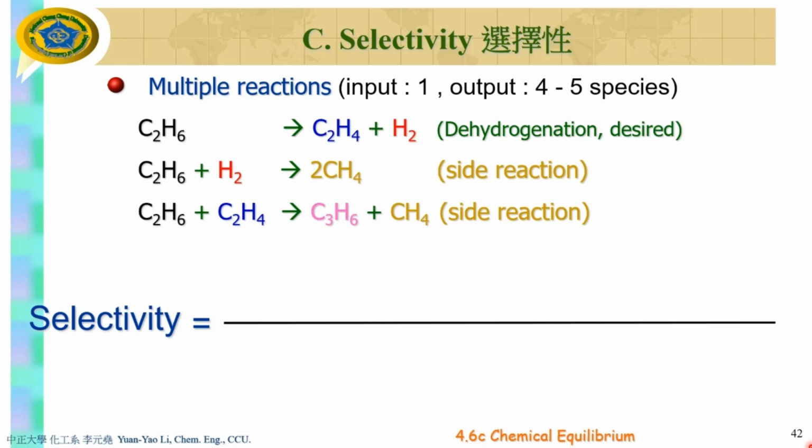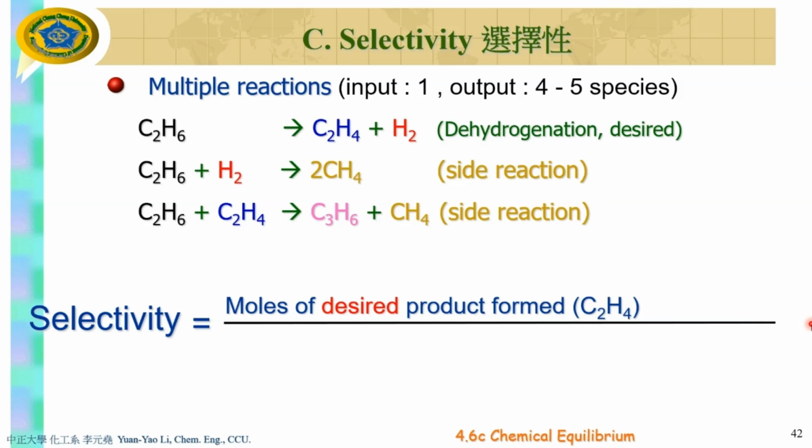And how about selectivity? Selectivity means how selective this amount is. Assume we have 1 input and 4 to 5 output species. The definition of selectivity is the moles of the desired product formed, compared to the previous slide, exactly the same.